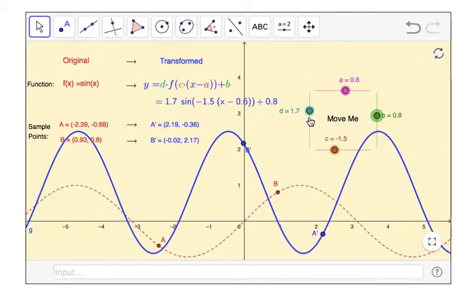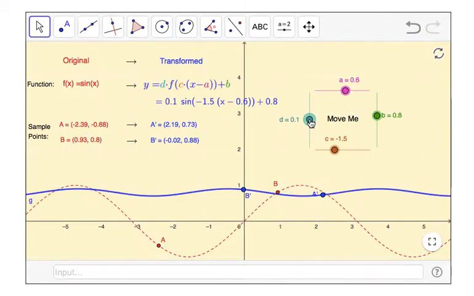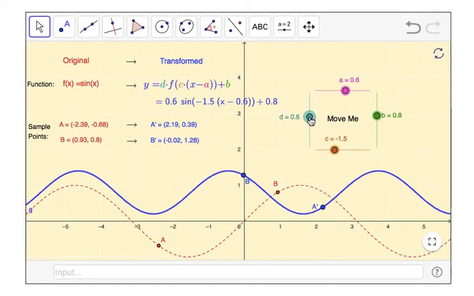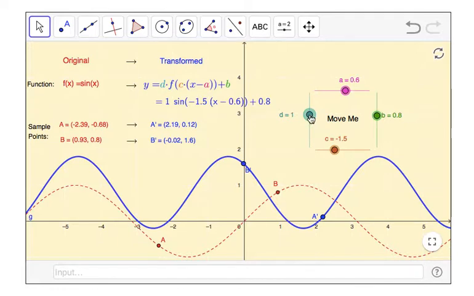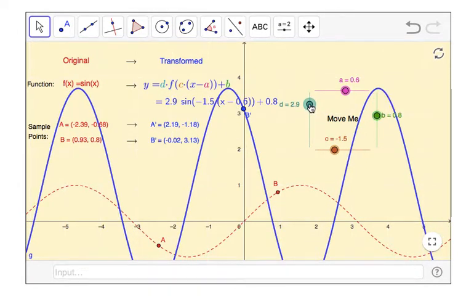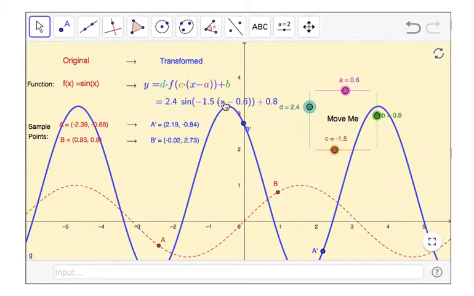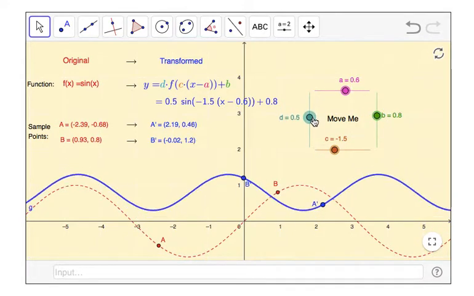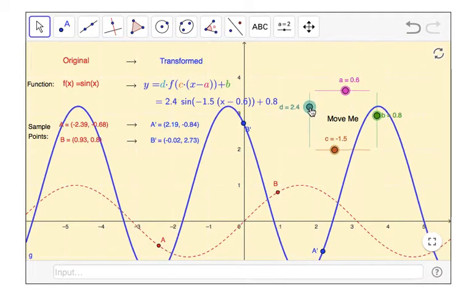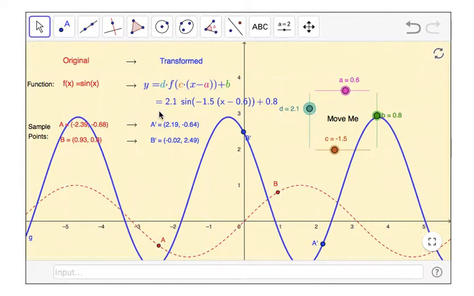As I change my d value, as I grab d and make the d value 1, there's my regular sine function, and I can stretch it by making d bigger, and you can see the changes in my d value here. As I change my d value smaller, I can shrink that. So I get this vertical expansion change based on that number in front of the sine.